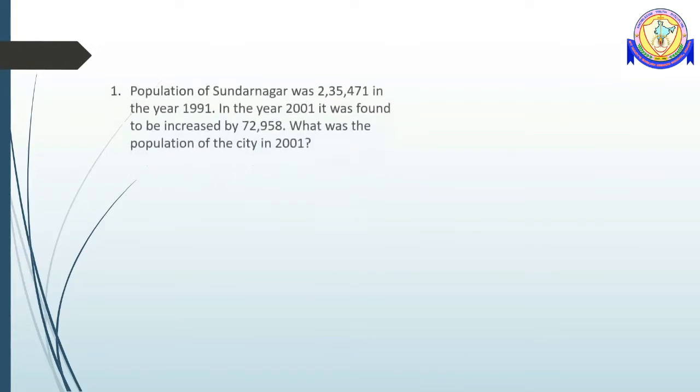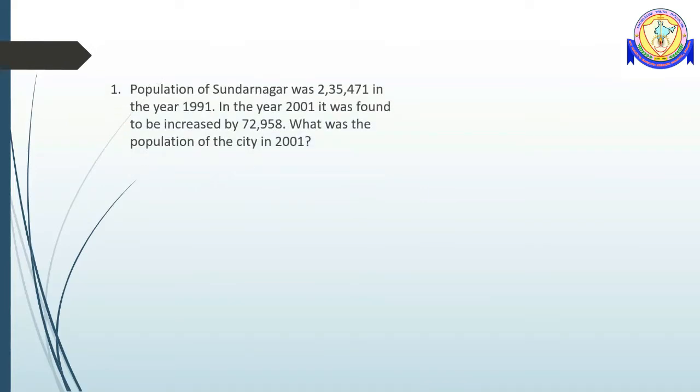Now we will see the word problems. Here, first one, population of Sundarnagar was 2,35,471 in the year 1991. In the year 2001, it was found to be increased by 72,958. What was the population of the city in 2001?